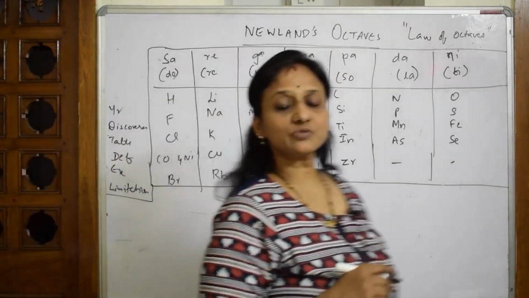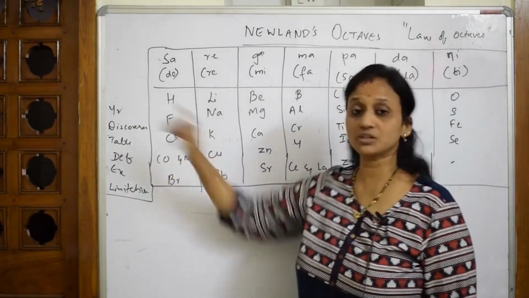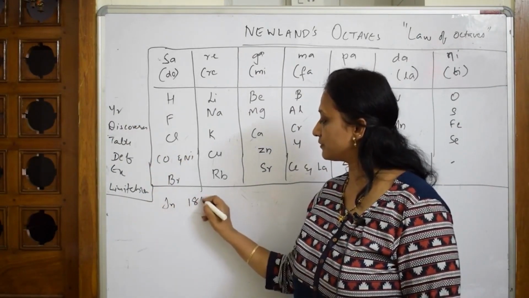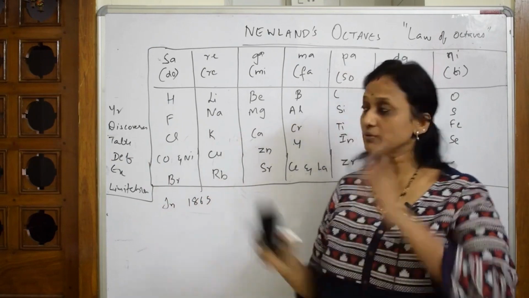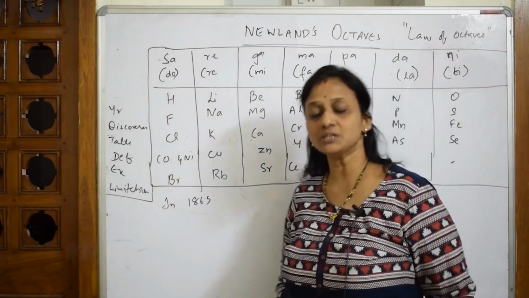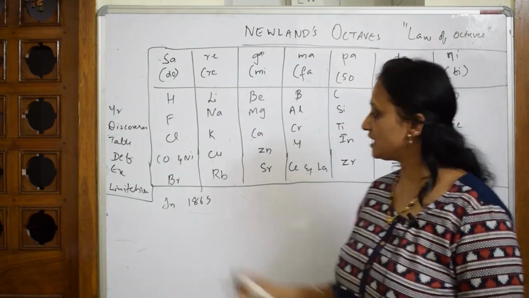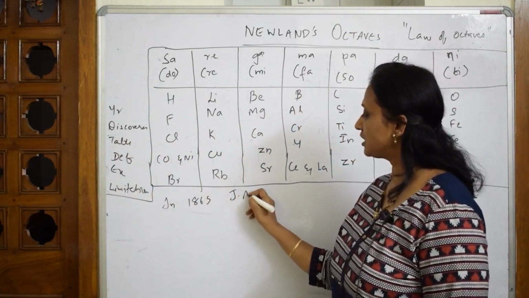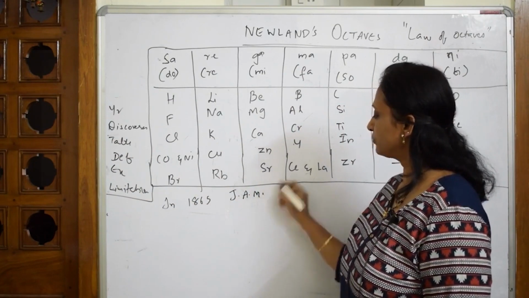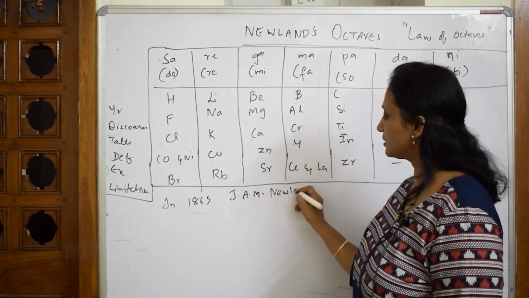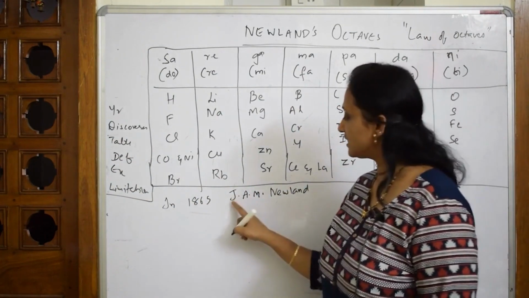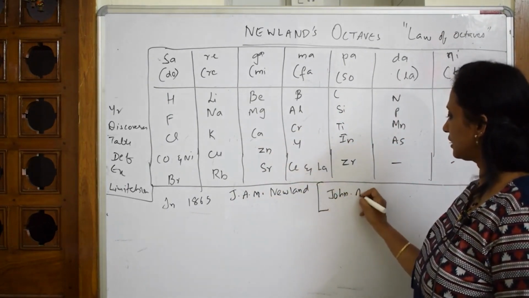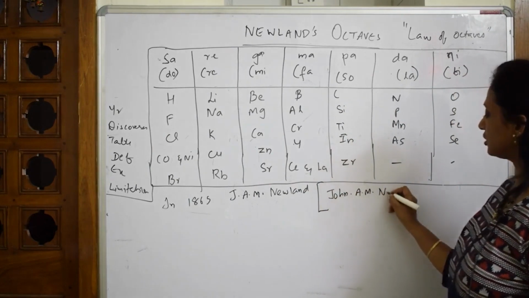Right. So first, according to the concept given, which year was it discovered? It was basically discovered in 1865. Now, before this, there is one more spiral arrangement that also we will see. Right. So in 1865, who was the discoverer? We call it as capital J, capital A, capital M, Newland. Okay. So in some books, it will be written as J stands for John. John A. M. Newland.